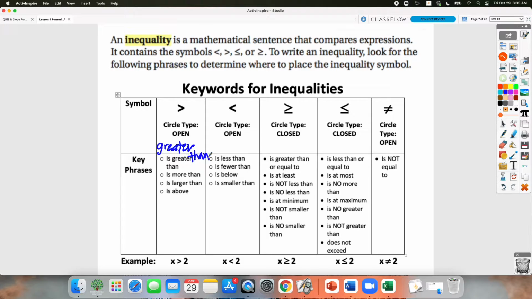Okay, and I want y'all to write greater than in that column. You probably know it, or at least think you know it. But people get these symbols confused all the time.